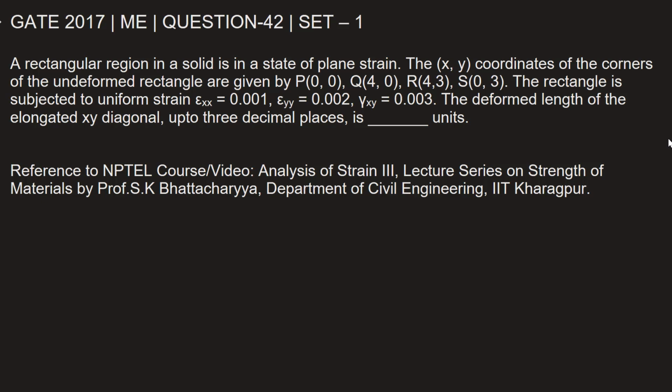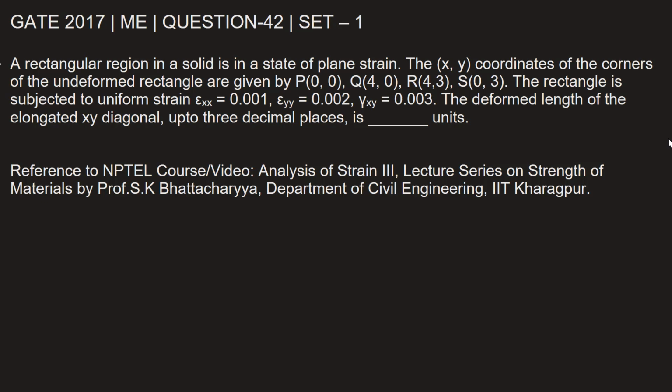This question is from GATE 2017 Mechanical Engineering paper Set 1, question number 42. A rectangular region in a solid is in a state of plane strain. The x, y coordinates of the corners of the undeformed rectangle are given by P (0, 0), Q (4, 0), R (4, 3) and S (0, 3).